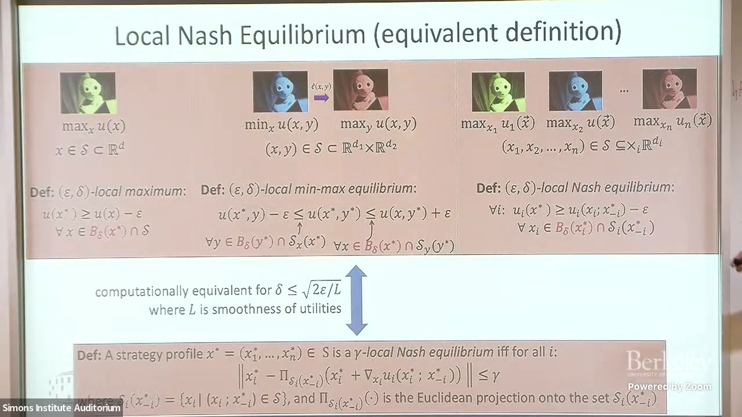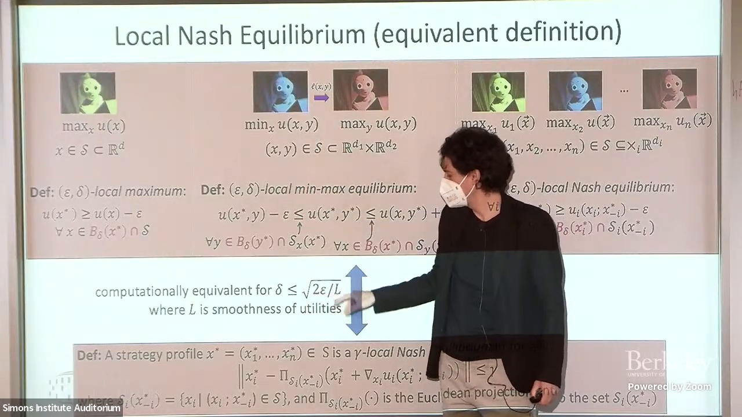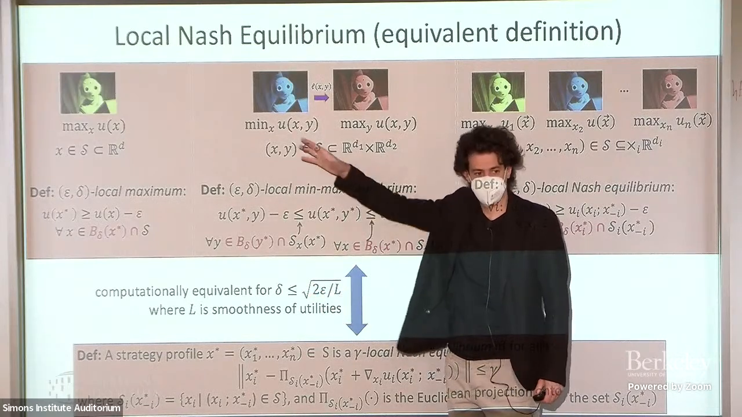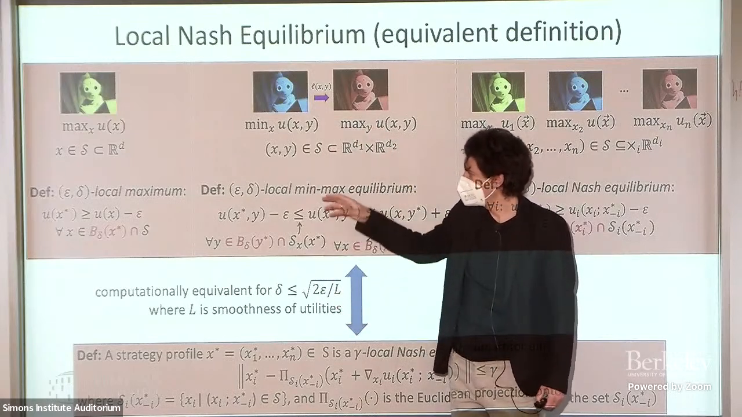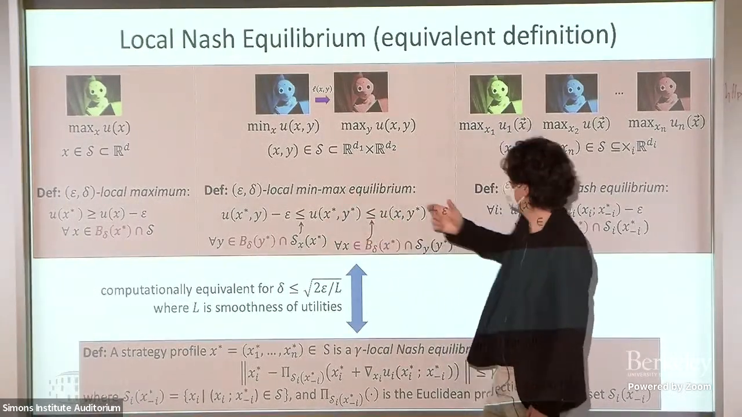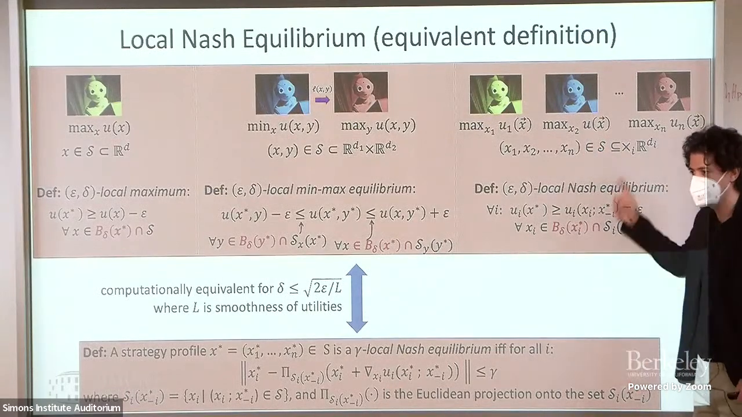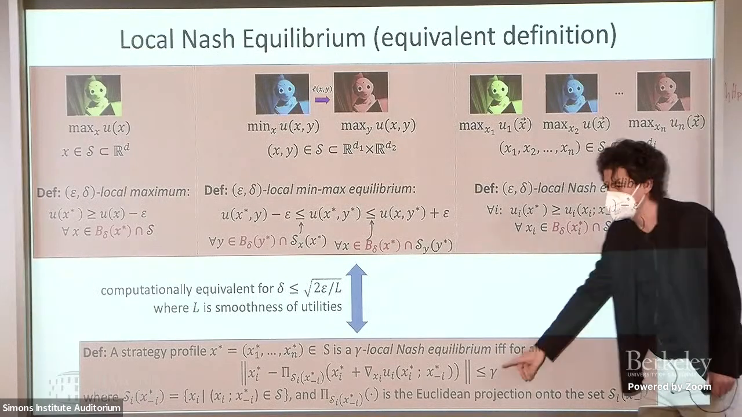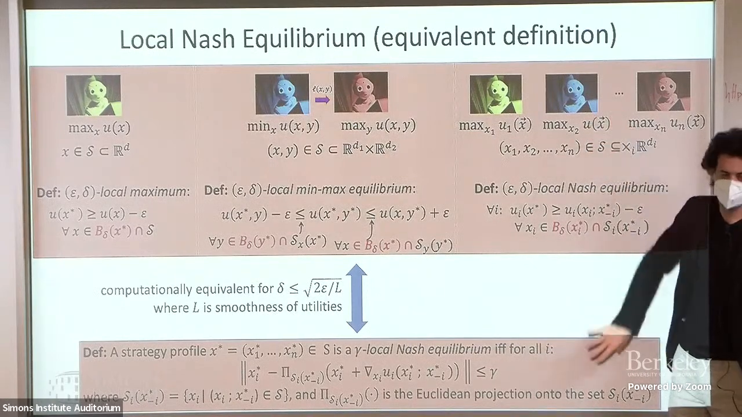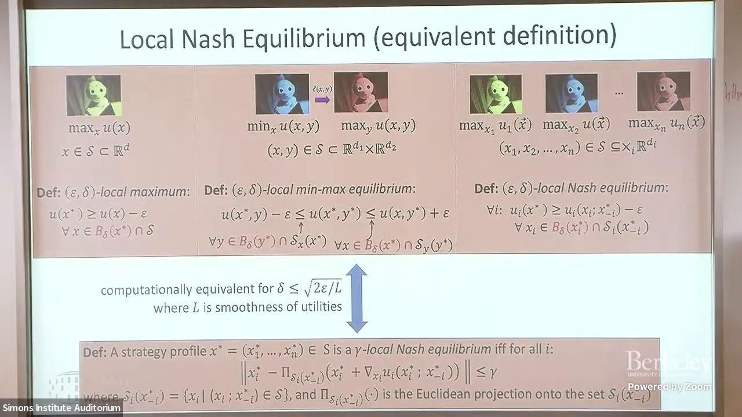So in the regime where delta here is smaller than root 2 epsilon over L, the smoothness of the utilities involved here, these two are computationally equivalent. In other words, if you want to compute such a point, you can set your gamma appropriately, find such a point, and this will be this point. Similarly, if you're interested in a particular gamma, you can set your epsilon and delta over here, find such a point, and get your approximate. So these are computationally equivalent problems, two faces of the same coin.